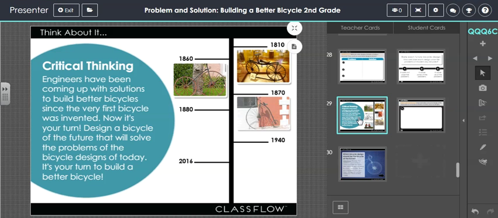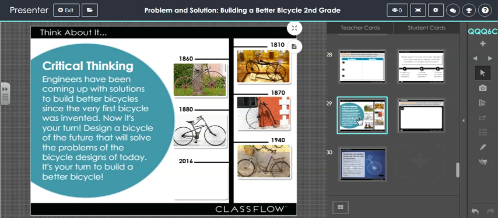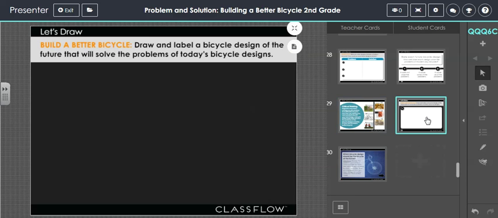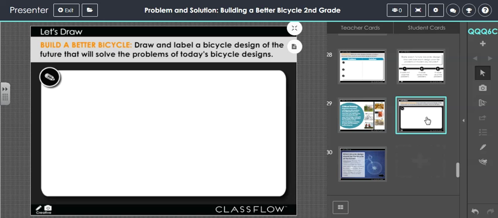So they're presented with an activity here where they're going to design a bicycle of the future that will solve one of the 3 problems that was listed on the previous card. So this will be the teacher card, which can stay on the board to present the activity, and then the students will receive the student card as a creative response poll in which they will draw and label a bicycle design of the future.